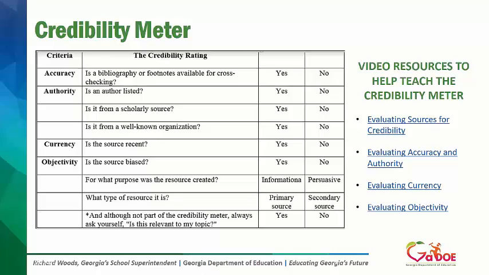First is accuracy, which is whether a bibliography or footnotes are available for cross-checking. If they're able to cross-check it, and they have that at the bottom, like this is where they got the information from, then it's probably accurate. The authority: is the author listed? Is it from a scholarly source, like that EDU? Is it from a well-known organization? If they're able to put yes on these, then it might be credible.